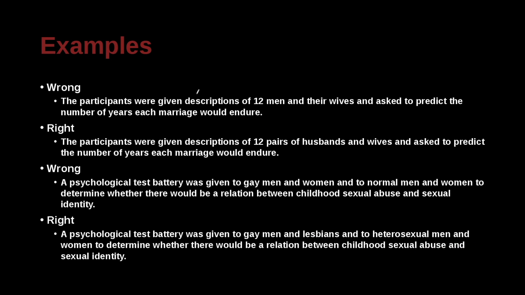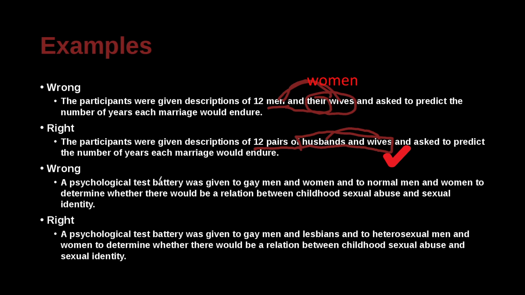The participants were given descriptions of 12 men and their wives and asked to predict the number of years each marriage would endure. The correct sentence is the participants were given descriptions of 12 pairs of husbands and wives. Because here you're saying men and their wives, as if wives and men are somehow something that goes together, when actually what we mean is husbands and wives. So here we either say men and women, or we say husbands and wives.